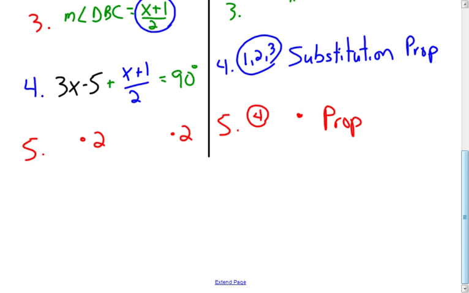I'm going to move down here to statement and reason 6. So I have to remember, multiply everything on that left side by 2. So 3x times 2 put me at 6x. Negative 5 times 2 is going to put me at negative 10. And the 2 times the x plus 1 over 2, well, the 2's are going to divide out, and all I'm going to be left with is the x plus 1. And then 2 times 90 is 180.